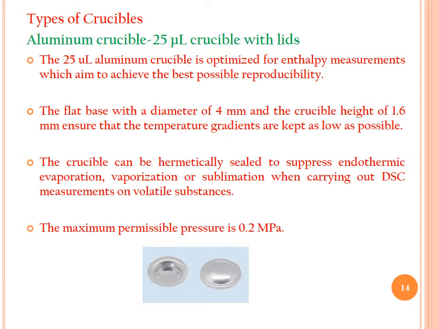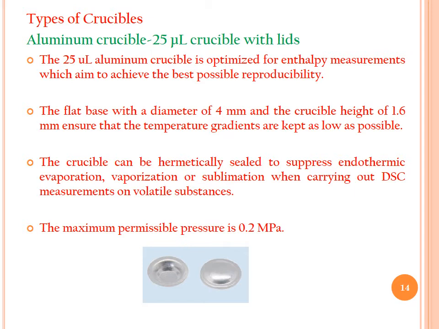So another aluminium crucible, with 25 microliter capacity and a lid, is also utilized for the analysis. The figure is shown. This is another type of aluminium crucible. The 25 microliter aluminium crucible is optimized for enthalpy measurement, which aims to achieve the best possible reproducibility. Enthalpy measurement is usually done in DSC analysis.